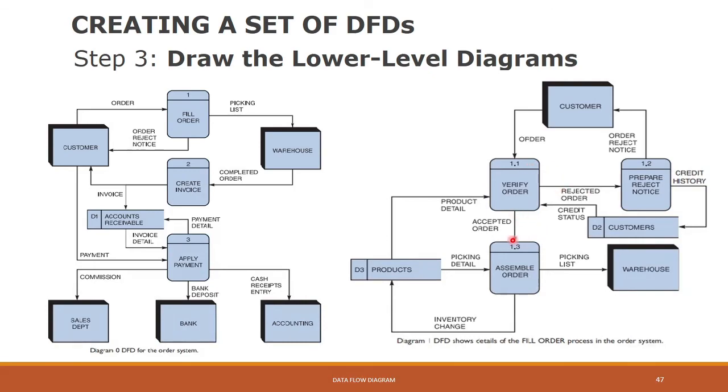As you can see, all the processes are numbered using decimal notation consisting of the parent reference number. So here is your parent reference number. For example, if you want to expand this 1.1 verify order process, you will use another number. You will add 1.1.1, 1.1.2, and so on.